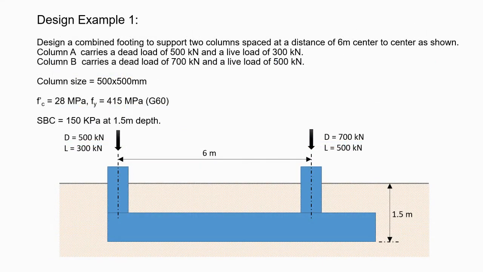Design example number 1. Design a combined footing to support two columns spaced at a distance of 6 meters center to center as shown. Column A carries a dead load of 500 kilonewtons and a live load of 300 kilonewtons. Column B carries a dead load of 700 kilonewtons and a live load of 500 kilonewtons. Both columns are 500 by 500 millimeters in size. Concrete compressive strength is 28 megapascals and all rebars are grade 60. According to soil investigation, an allowable bearing capacity of 150 kilopascals can be utilized at a depth of 1.5 meters below ground.